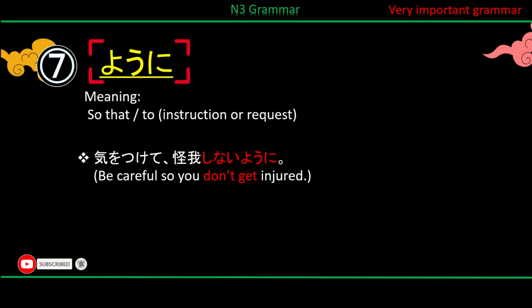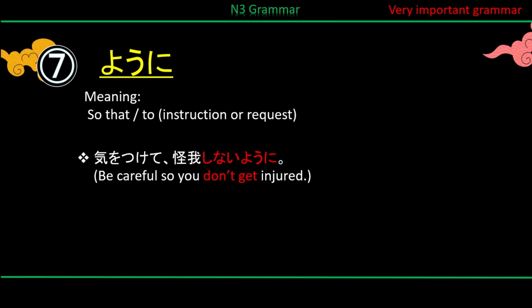So at a basic level, yoni simply means kudasai or shinasai. However, unlike those expressions, yoni is usually placed at the end of the sentence and sounds more gentle and indirect. So let's understand this with an example. Ki o tsukete kega shinai yoni. So this means be careful so that you don't get injured. Here, yoni expresses a desired result or condition. The speaker is not directly ordering but politely guiding the listener's behavior.